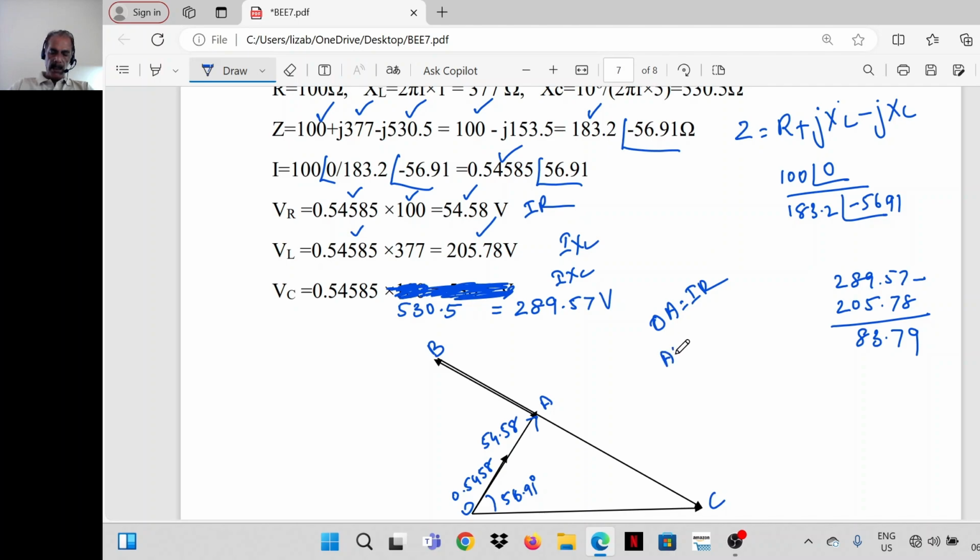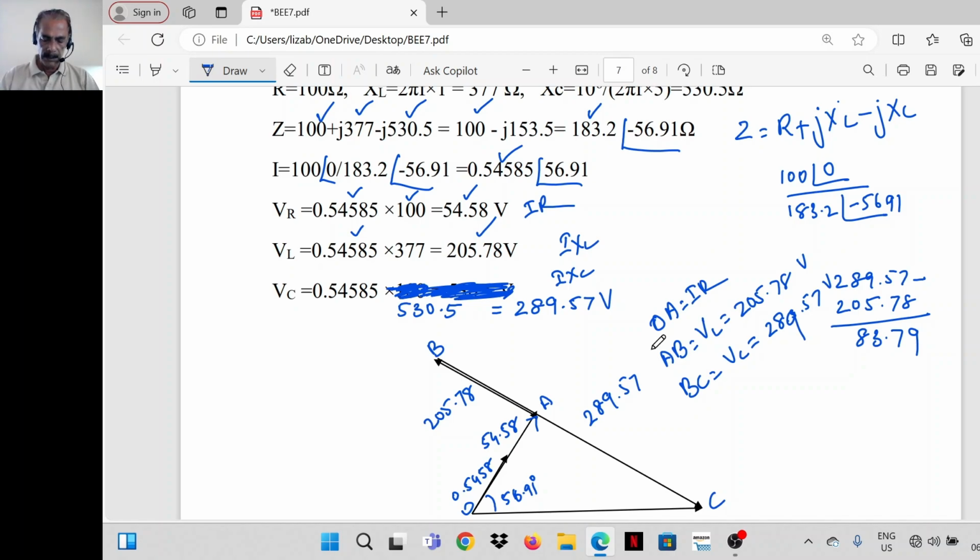Then AB is equal to VL or I into XL, 205.78. So AB is 205.78 volts. Then BC is equal to I into XC, BC or VC, it is 289.57 volts. So BC is 289.57.